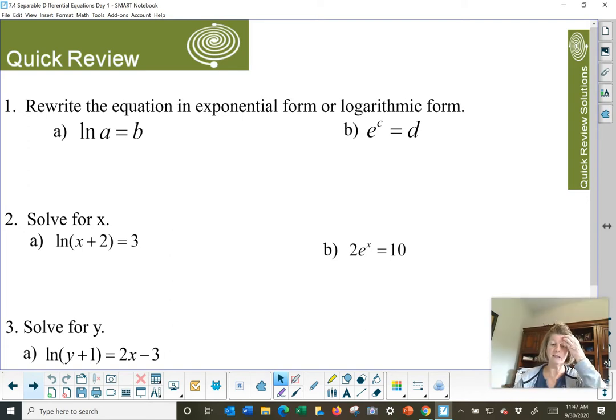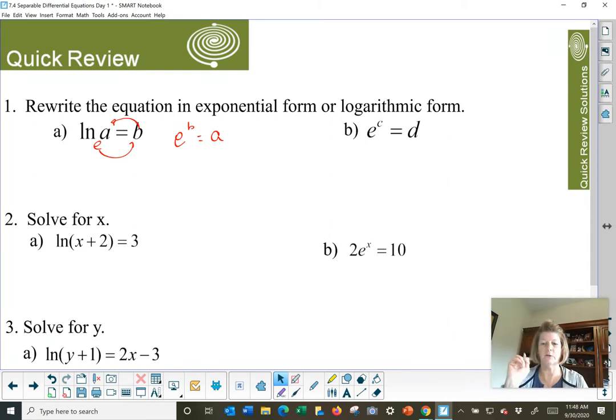The quick review says rewrite the equation in exponential form or logarithmic form. So let's just go back over how to do that. I know that there is an e for the base in a natural log. So I could write this as e to the b equals a. That's taking it from logarithmic form back to exponential form.